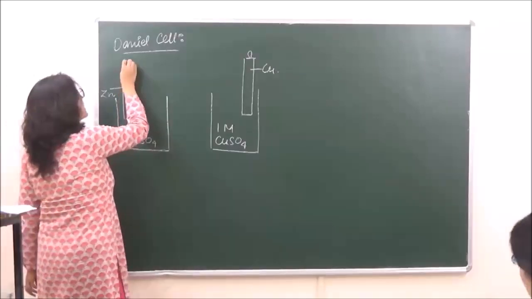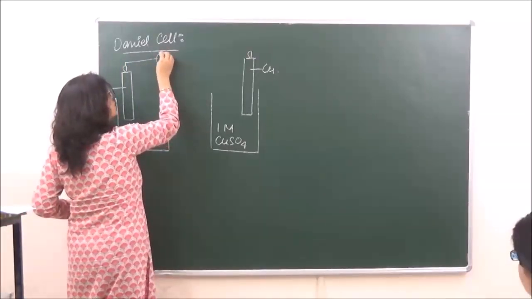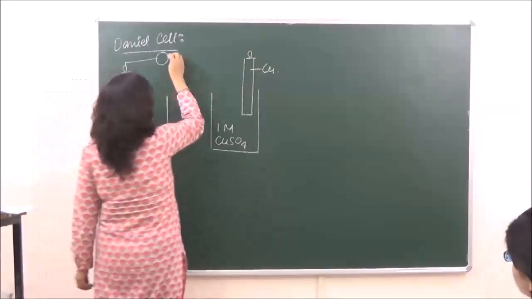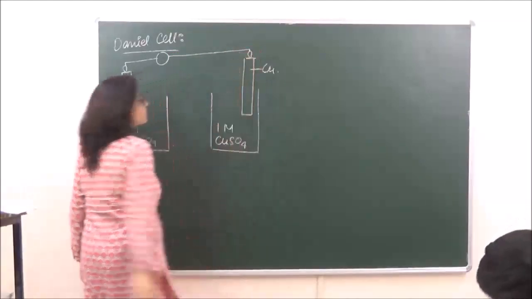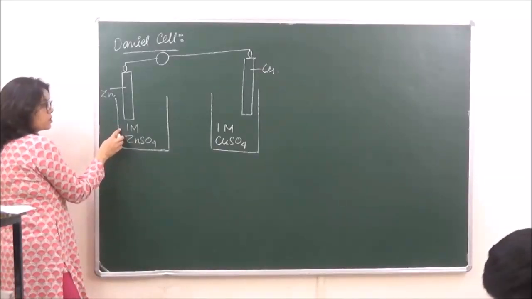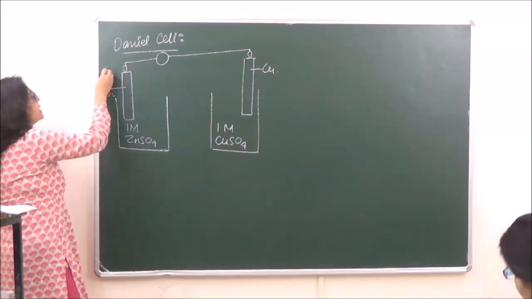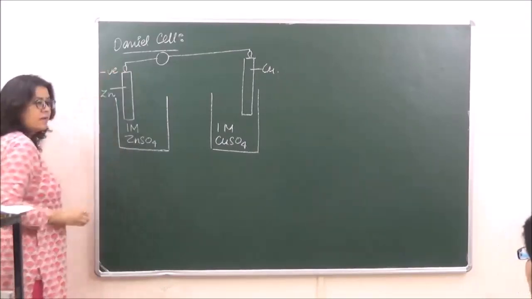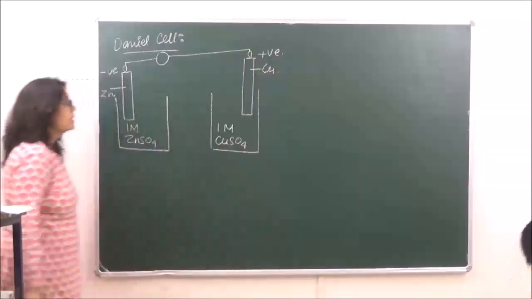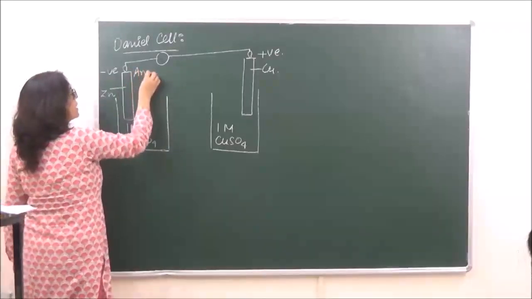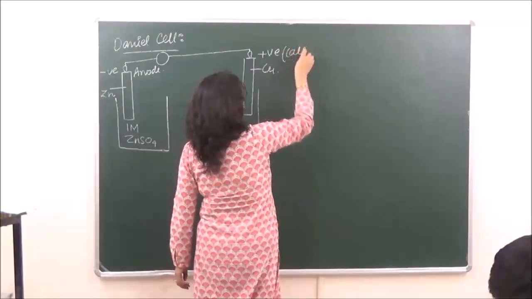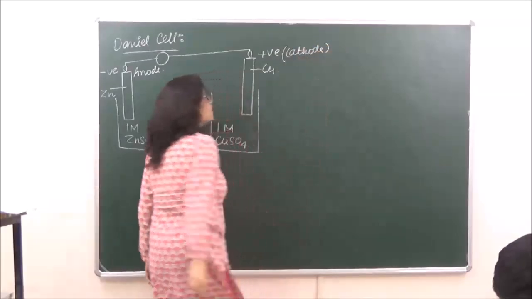This is connected to a voltmeter or galvanometer just to see the deflection of the current. Now the beaker or compartment on the left hand side is going to be negative, and the one on the right hand side is going to be positive. The negative electrode is named the anode and the positive electrode is named the cathode.